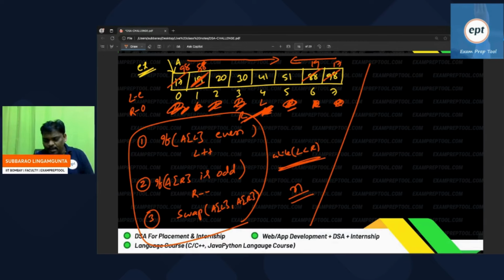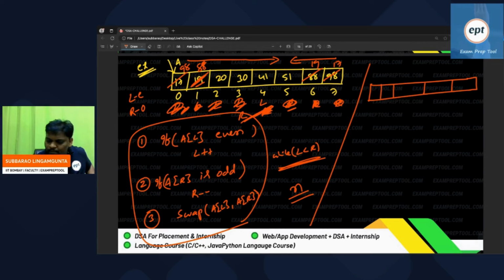While L is less than R, continue this. Left side even is required; if not even, stop it. Right side odd is required; if not odd, stop it. Then swap it. Continue until L crosses R or R crosses L. After completion of this, you can see an array where all even people are on the left hand side and all odd people are on the right hand side.